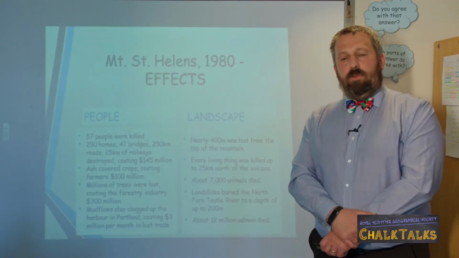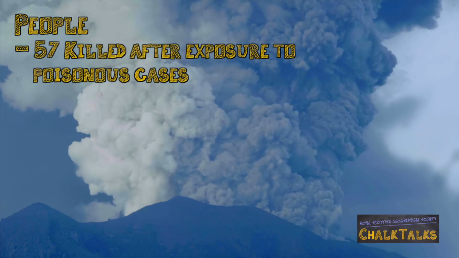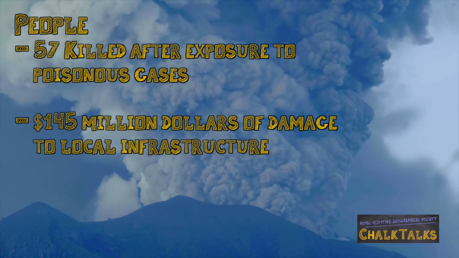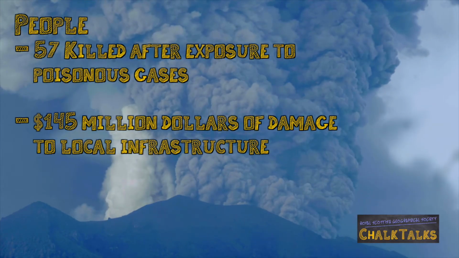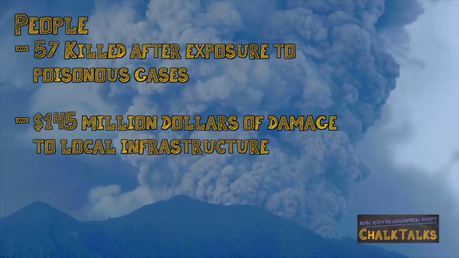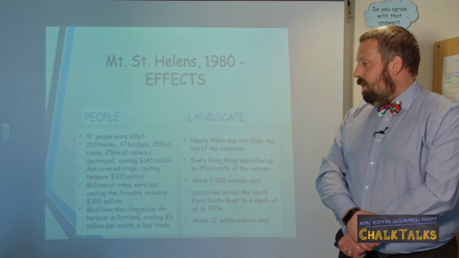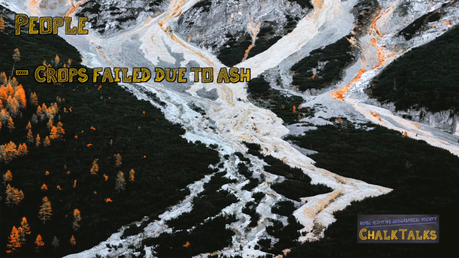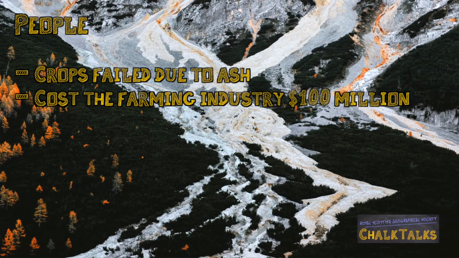In terms of the effect on people, obviously the main impact was that 57 people were killed, mostly by exposure to poisonous gases. 250 homes, nearly 50 bridges, 250 kilometres of roads and 25 kilometres of railways were all destroyed, costing $145 million in repairs. Ash covered crops, preventing photosynthesis and causing the crops to fail, which cost the farming industry around $100 million.